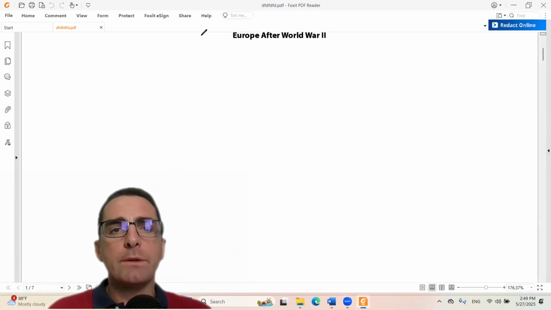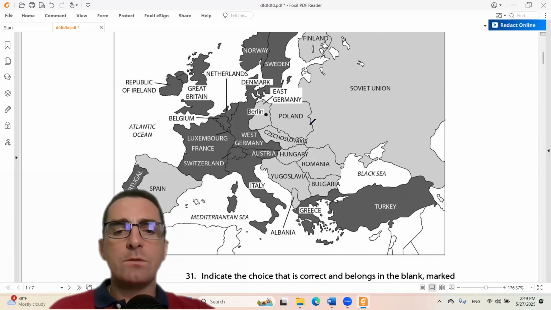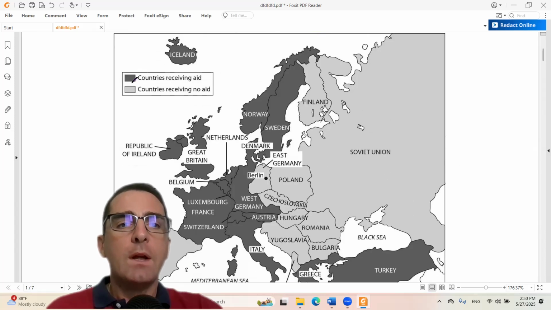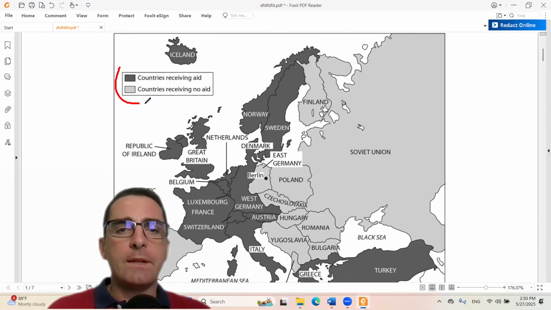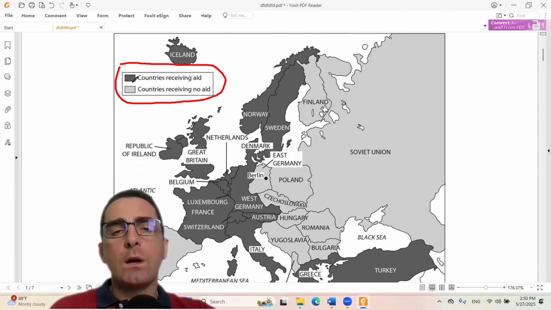So let me grab my pencil here. I feel lost without it. Okay, Europe after World War II, we can see here. And then the next, there's nothing else around the sides. So the next most obvious thing here is the key. Okay, this is the key of the map. And the key of the map tells us what the two colors in the map represent. So the darker color is countries receiving aid, and the lighter color is countries receiving no aid.